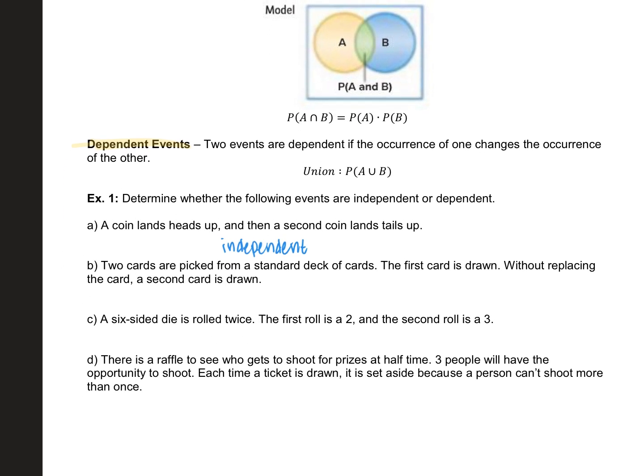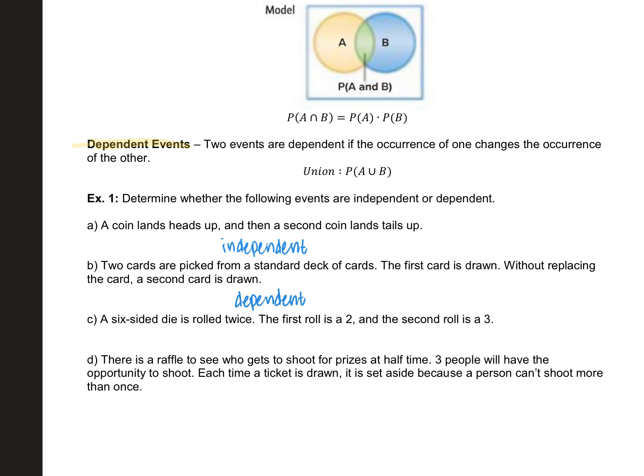B. Two cards are picked from a standard deck of cards. The first card is drawn. Without replacing the card, a second card is drawn. So we're talking about the same deck of cards, and as soon as I draw that first card, I'm not going to put it back in the stack. So now my odds of drawing that second card are changed because I didn't put that one back. So I would definitely say that these events are dependent on each other. Whatever card I draw first is going to impact whatever card I draw second, especially since I'm not putting that first card back in the deck.